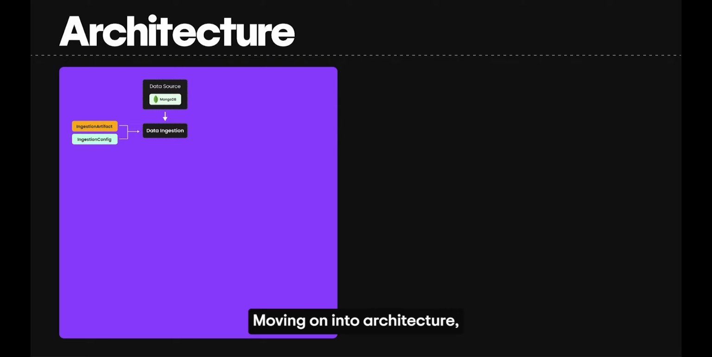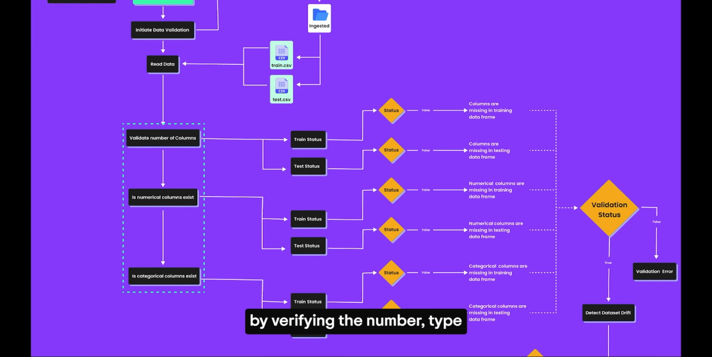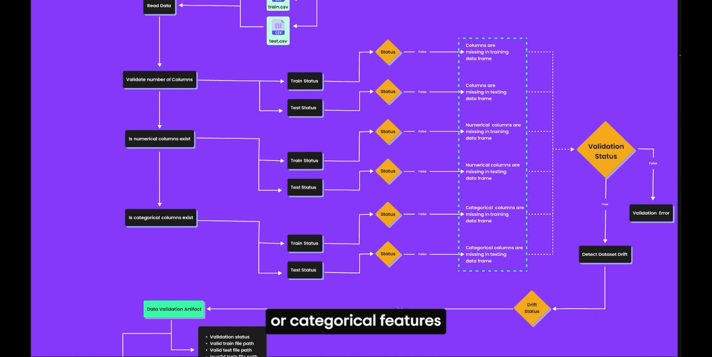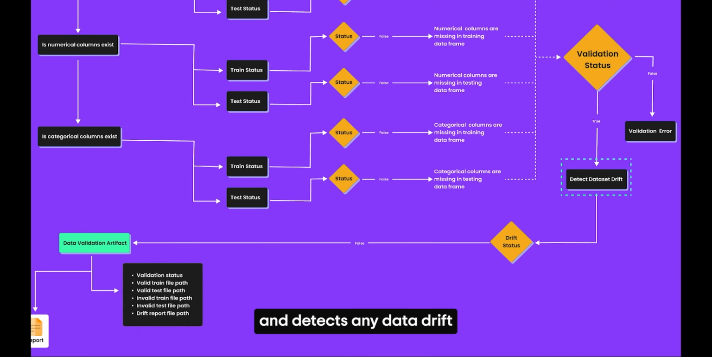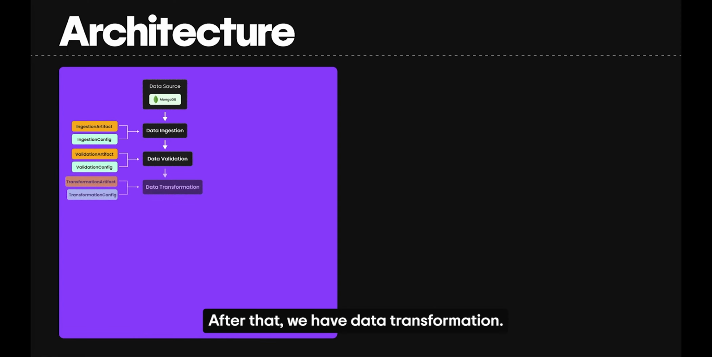Moving on in the architecture, we have data validation. The data validation component ensures the integrity and quality of the ingested data by verifying the number, type, and completeness of the columns in both training and testing datasets. It checks for missing numerical or categorical features and detects any dataset drift. A validation report is generated highlighting the errors or drift, if any, ensuring the data meets the required standards for model training.